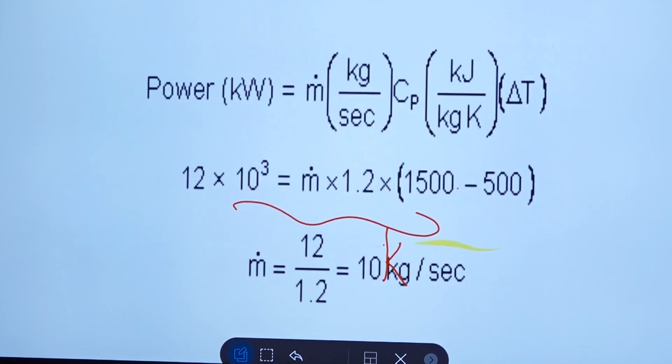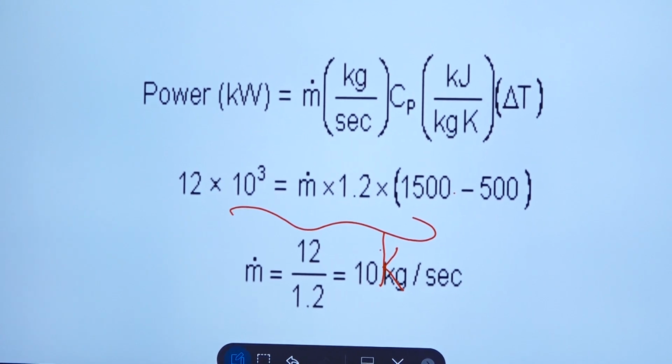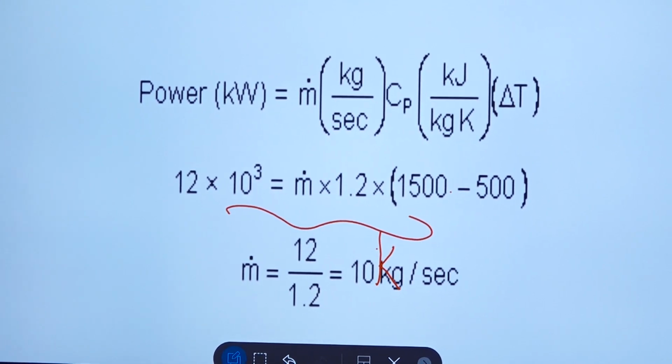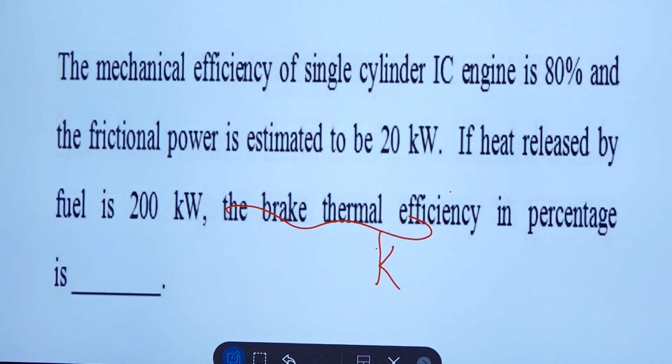So you use the power formula, that is m dot Cp into del T. So based on the given data, you have to use the formula.